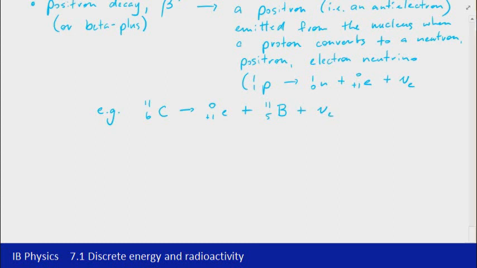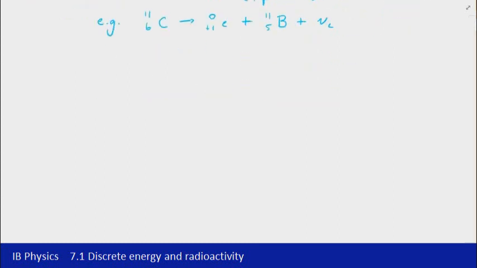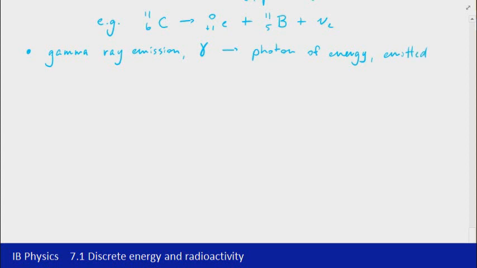And the final type of decay that we're going to look at is gamma ray emission. Now gamma ray emission, there's two aspects here to consider. I should mention the symbol here is gamma. A gamma ray is basically just a photon of energy, and it would be in the electromagnetic spectrum. It falls in the gamma ray region, and it's a photon of energy that's emitted. There's two situations where a photon of energy can be emitted.